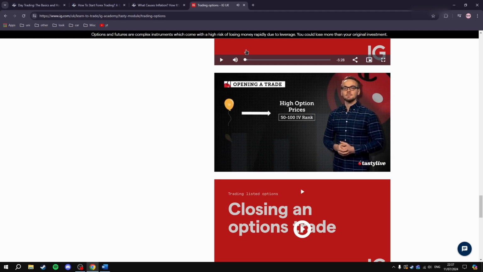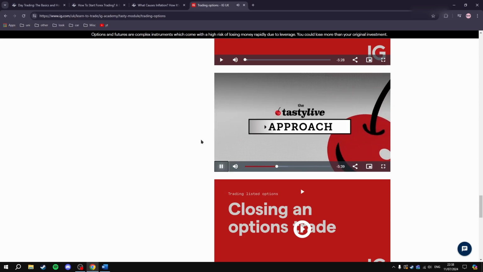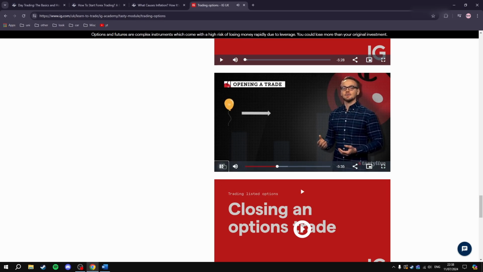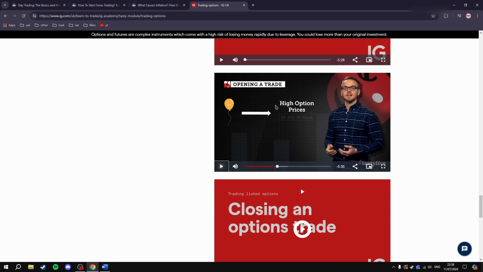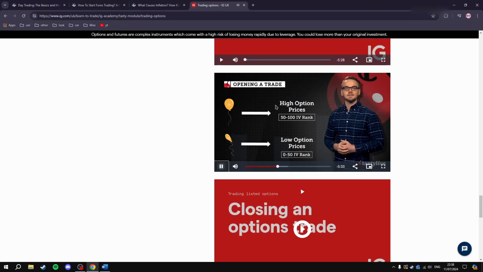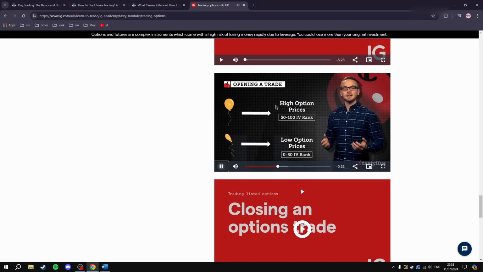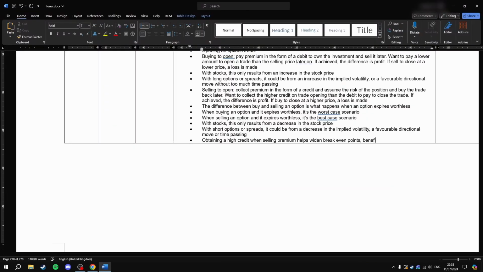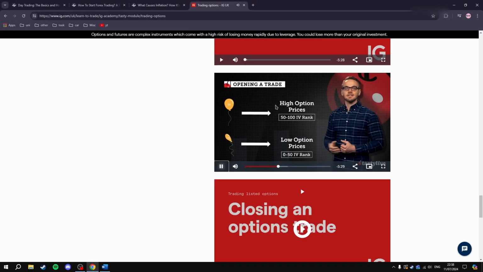Obtaining a high credit when selling premium helps us widen our break-even points, benefit from a contraction in implied volatility, and have a high theta number.